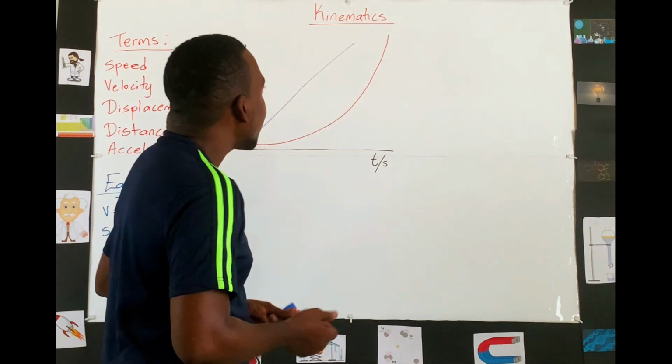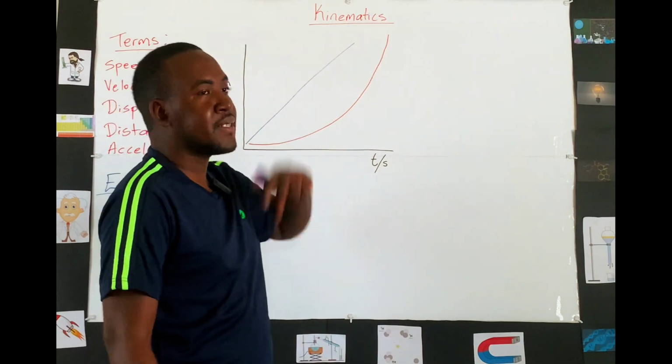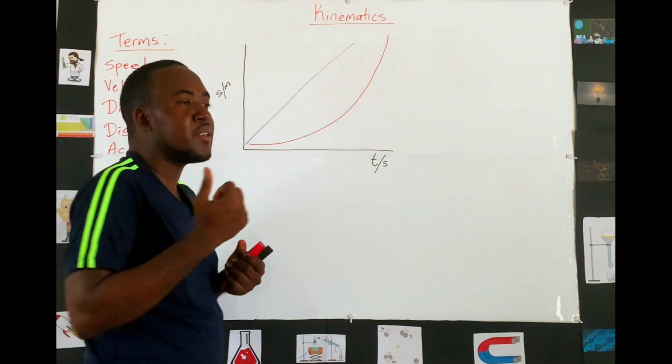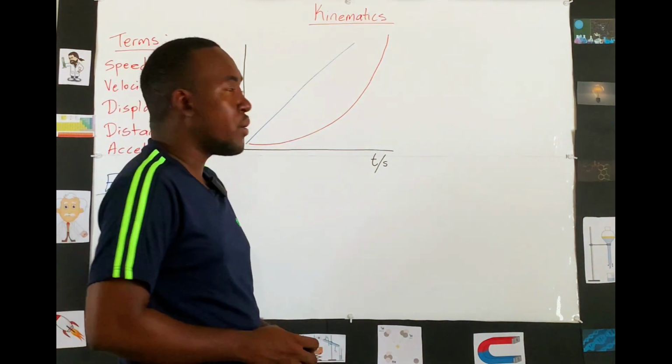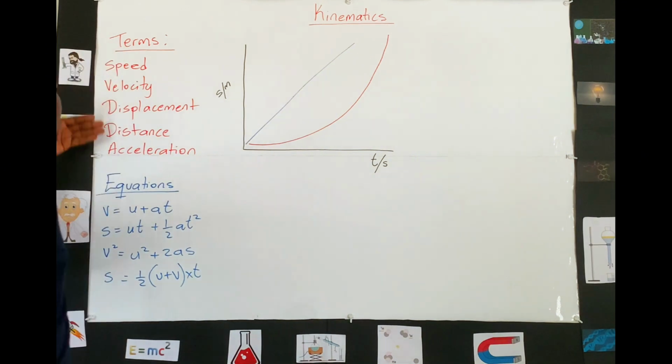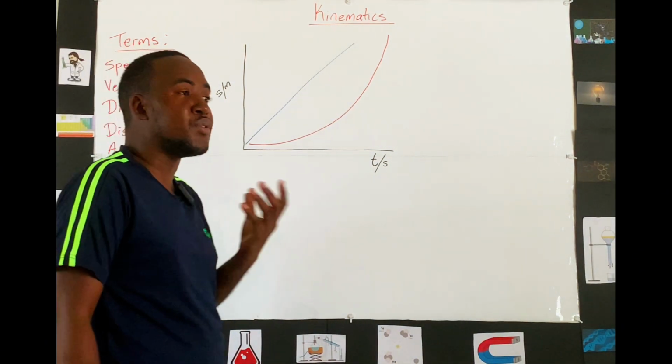So the first part of this syllabus is to look at kinematics. Now, kinematics deals with the motion of objects. For the motion of objects, we have different terms that we will encounter, as well as different equations that we will have to use.